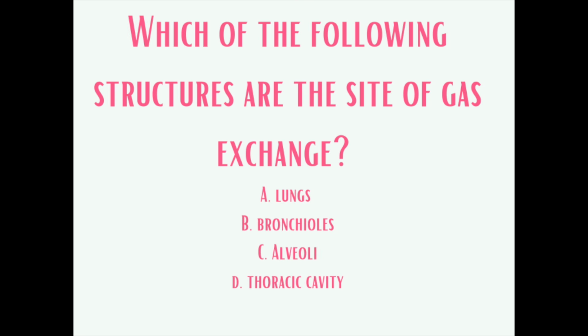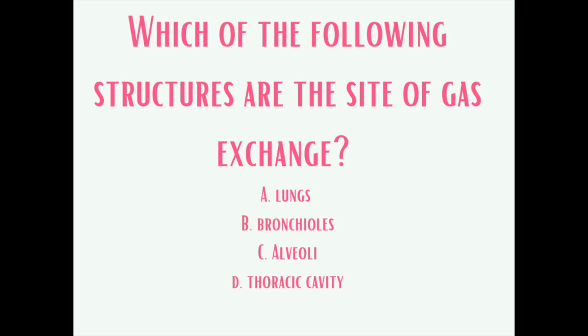Which of the following structures are the site of gas exchange? A, the lungs, B, the bronchioles, C, the alveoli, and D, thoracic cavity. So first I want to point out that I know that it looks like multiple of these answers could be correct, but this is one of those questions where you have to choose which is the most correct. And you're going to see this a lot in nursing, right? You're going to see multiple answers that it looks like it could be a lot of them, but you have to choose which is the most correct.